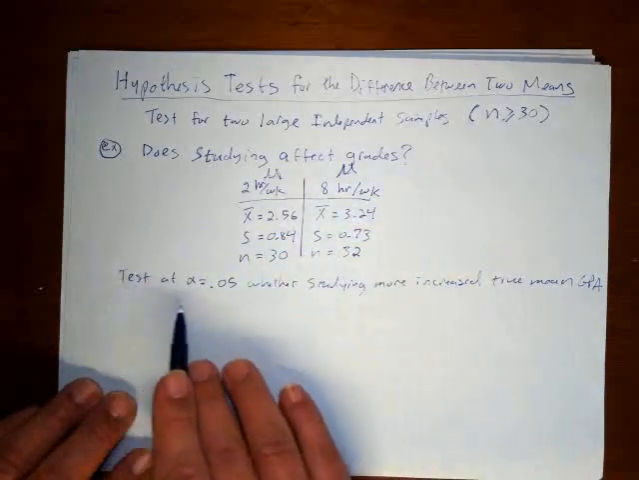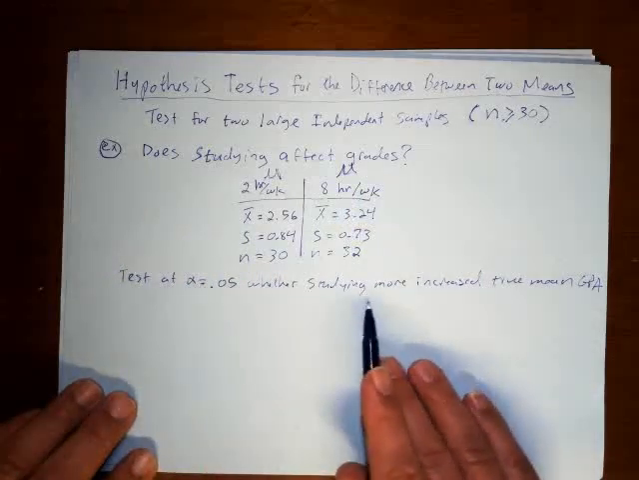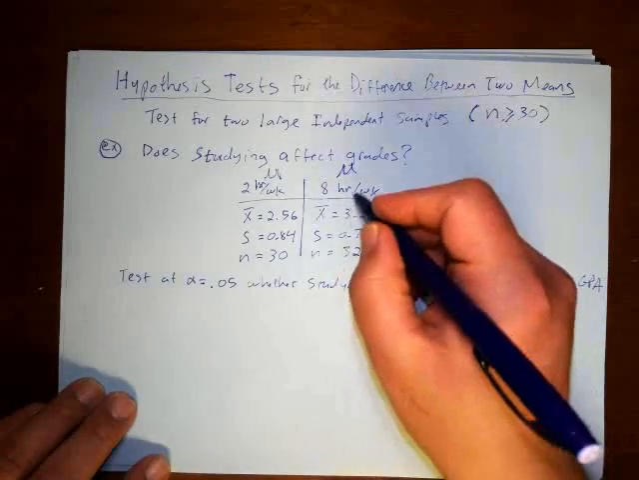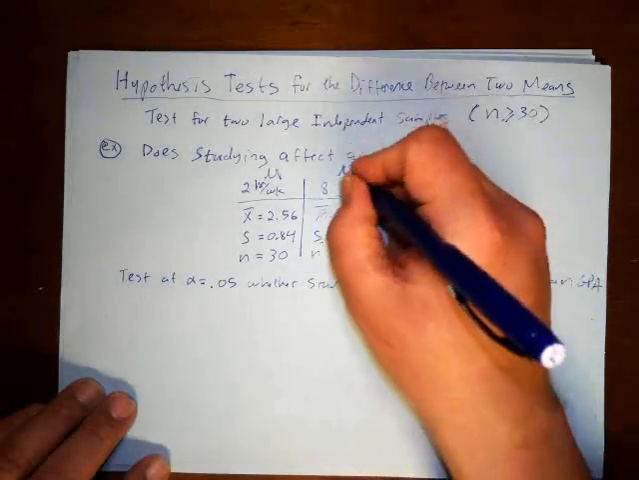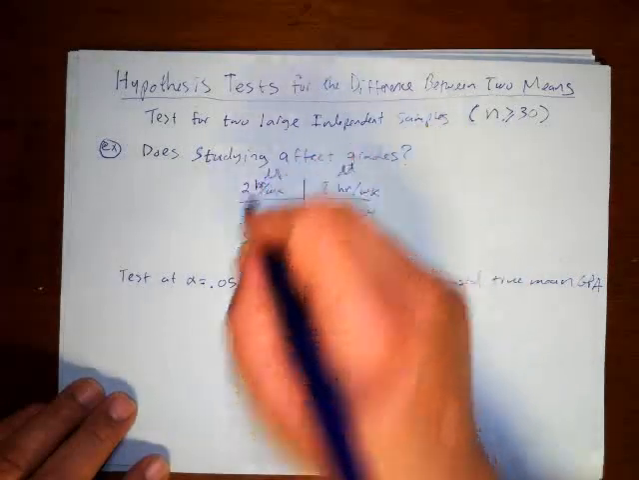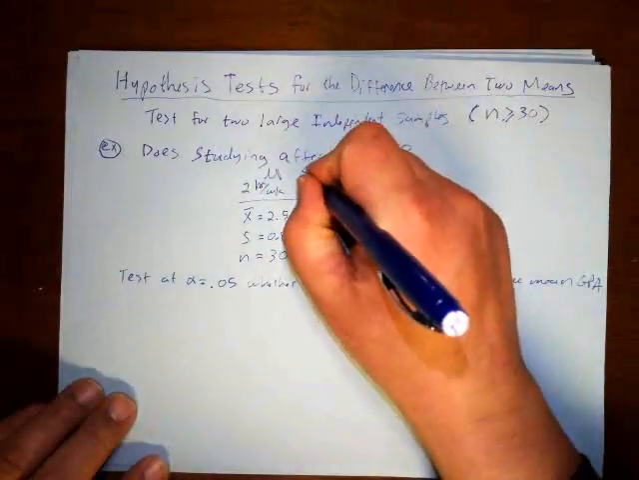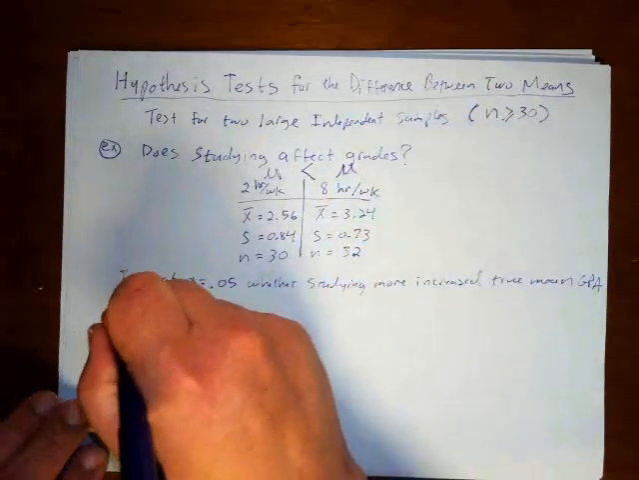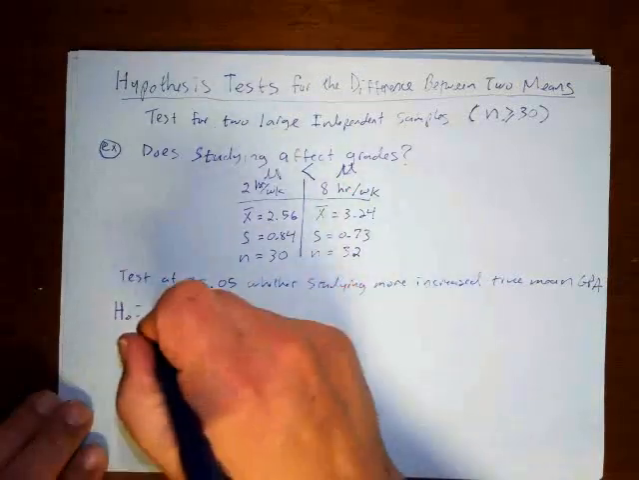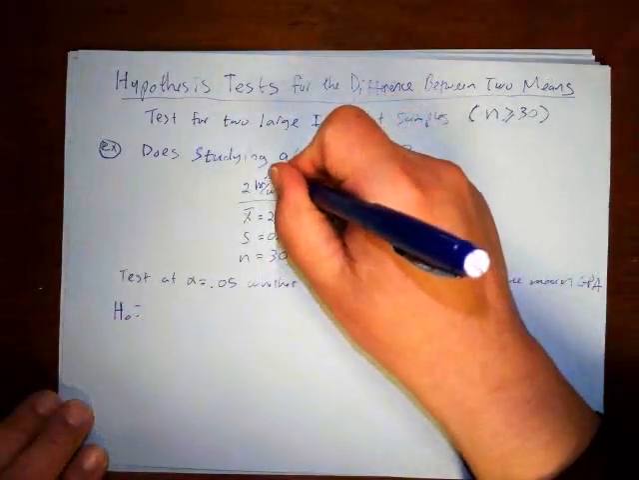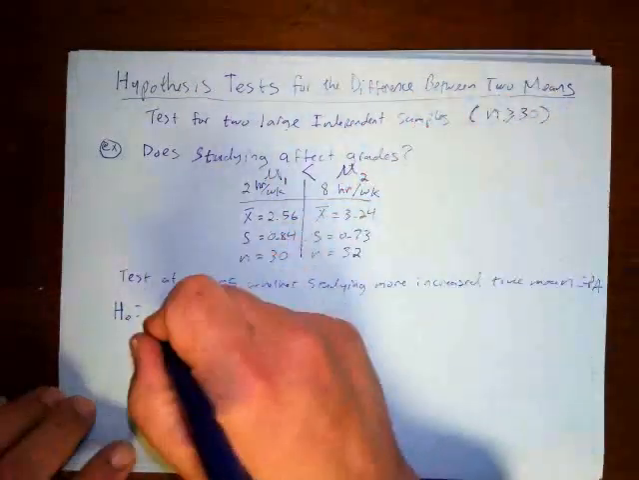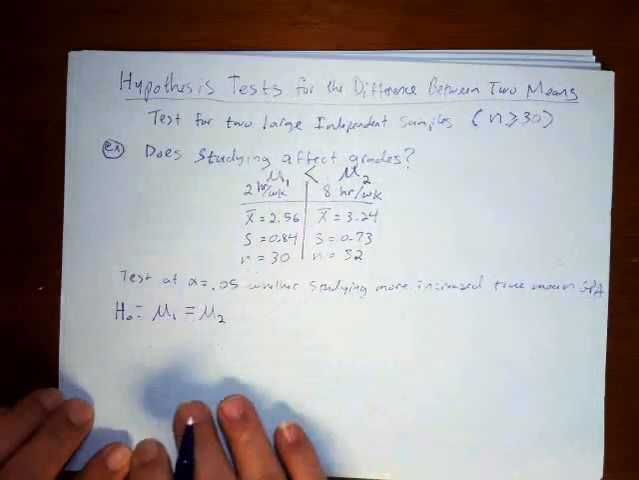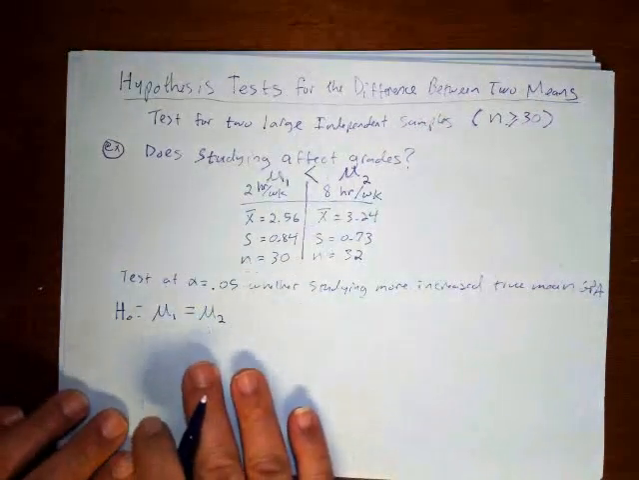And so what I want to do is test at alpha equals 0.05 whether studying more increased the true mean GPA. So this is the group that studied more, and I want to see if this mean is greater than this mean. So I would put a greater than sign here. And my null hypothesis for this test is going to be that there's no difference between these two means. So I'll call this mu1 and mu2. So my null hypothesis is going to say mu1 is equal to mu2. And that means there's no difference between the means.